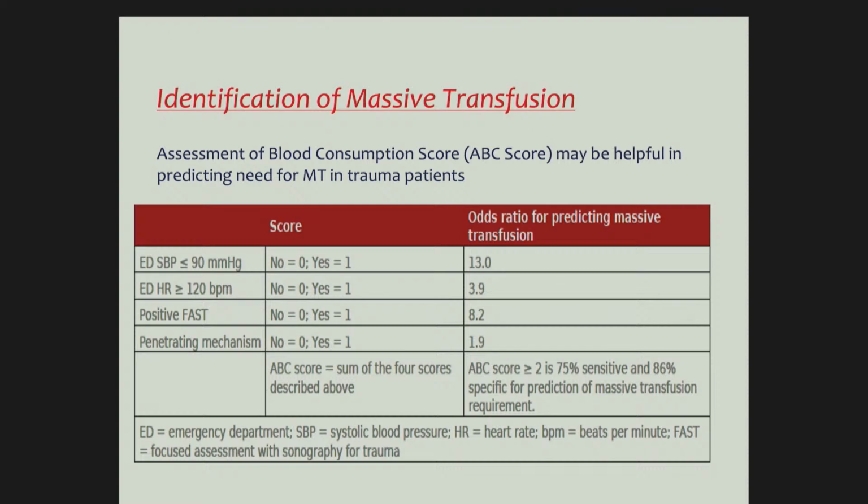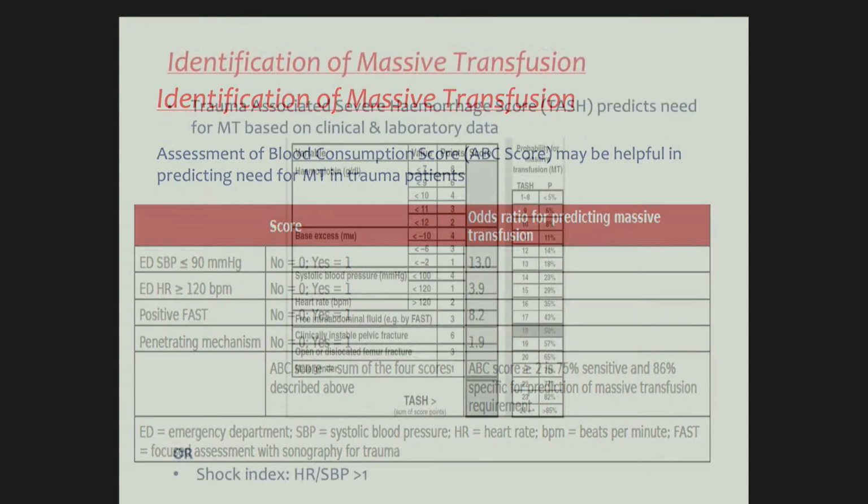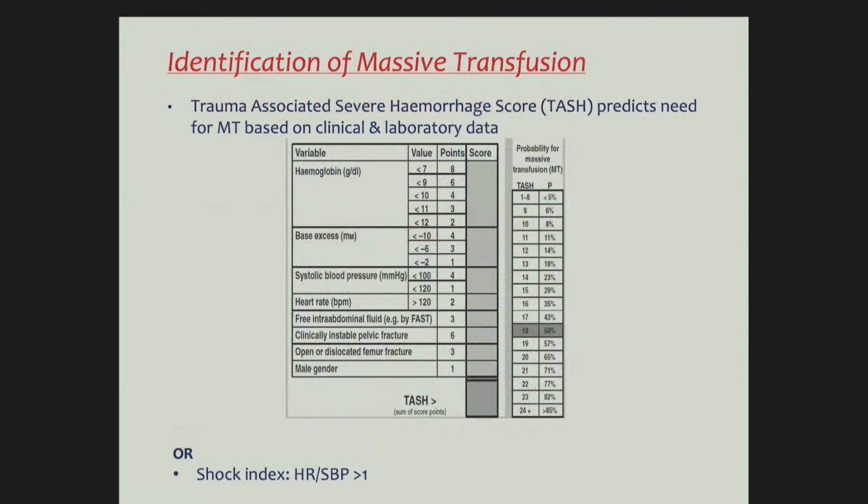There are scoring systems using various physiological or laboratory parameters. So, for instance, if your systolic blood pressure is less than 90, score of 1. Based on these parameters here, you've got a score of 4. More than 2 in any one of those, the likelihood of requiring a massive hemorrhage response is high. There's another one called the TASH score, and here we're also incorporating laboratory parameters. So it's a scoring system as well. If the score is 24 or more, then there's an 85% chance that these patients will require a massive hemorrhage response.